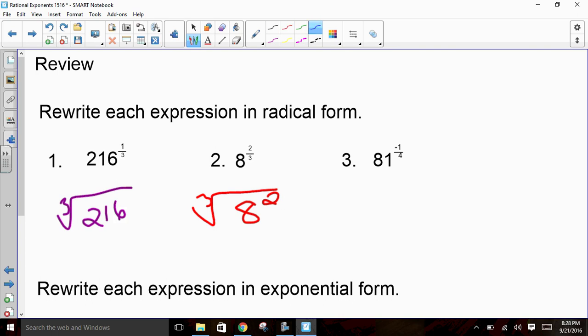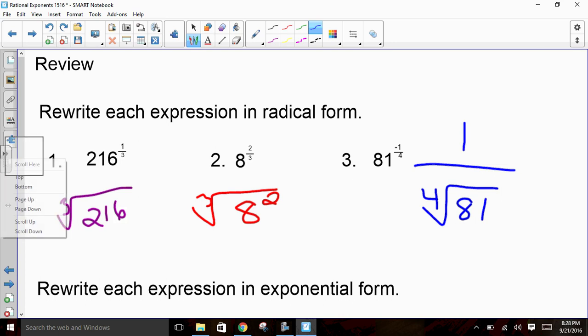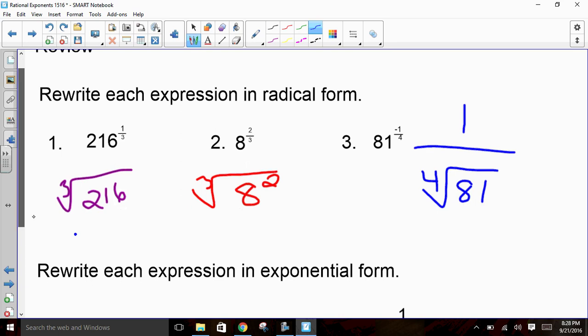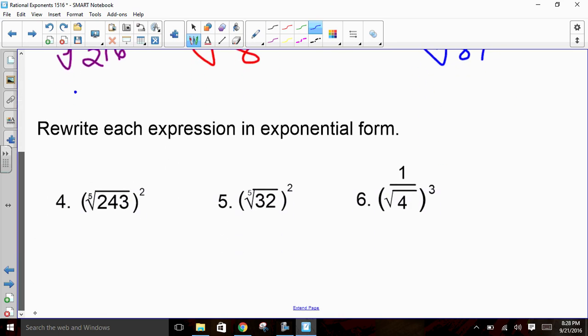Number 3, I have some radical of 81. It's the fourth radical because of the 4 in my denominator. My numerator is just 1, so there's that invisible 1 there, but it's also negative, so that means I need to make it into a fraction and have it be 1 over that whole radical.